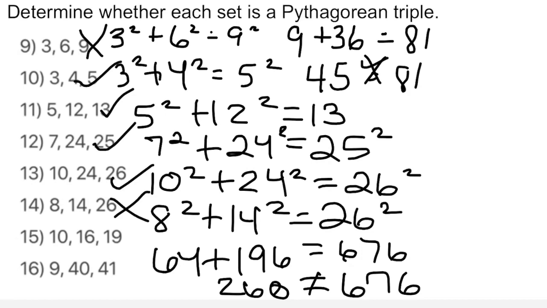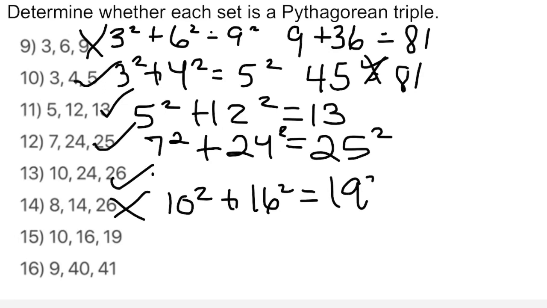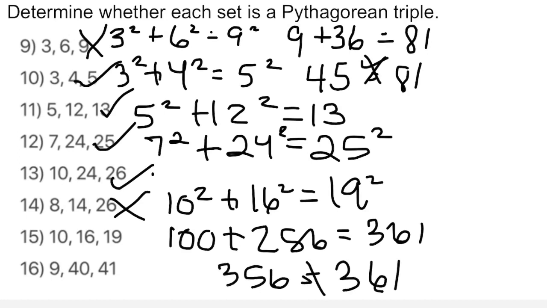All right, guys, hopefully you guys are getting the hang of this, and this is something you're doing really great at. We've got 2 more to try. So go ahead and pause the video and try number 15. Number 15 is 10 squared plus 16 squared equals 19 squared. 10 squared is 100. 16 squared is 256. 19 squared is 361. 256 plus 100 is 356, which does not equal 361, so 15 is not a Pythagorean triple.